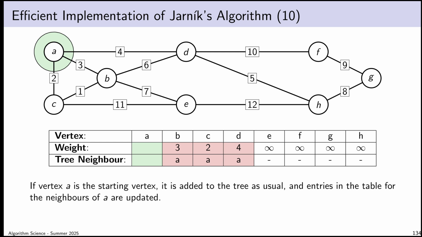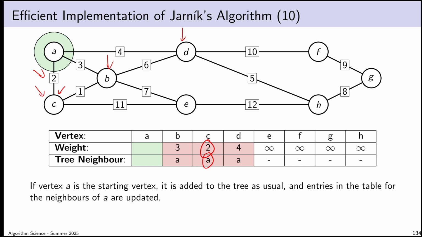When I bring in vertex A, I update the entries of the table for B, C, and D because those are the neighbors of vertex A, and they are the best way to get into the tree for those three vertices at the moment, because the only things that connect vertices C, B, and D into the tree are edges to vertex A. So the weight of vertex C, for example, is 2, and the tree neighbor is A, because you can get from C to the tree by the lowest weight edge of weight 2, and you end up on vertex A. Okay, so there we have that.